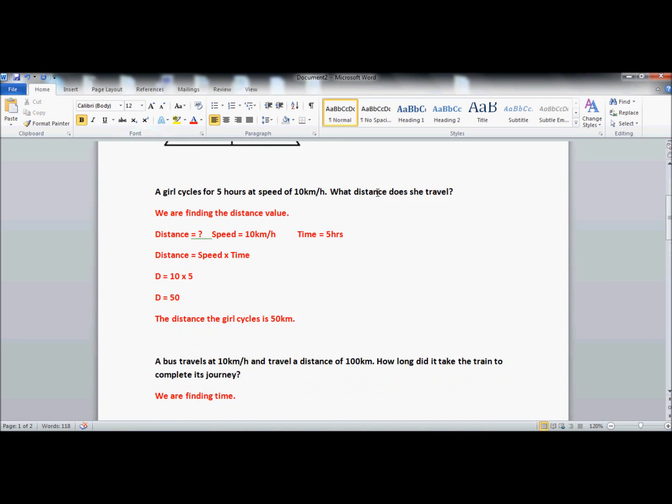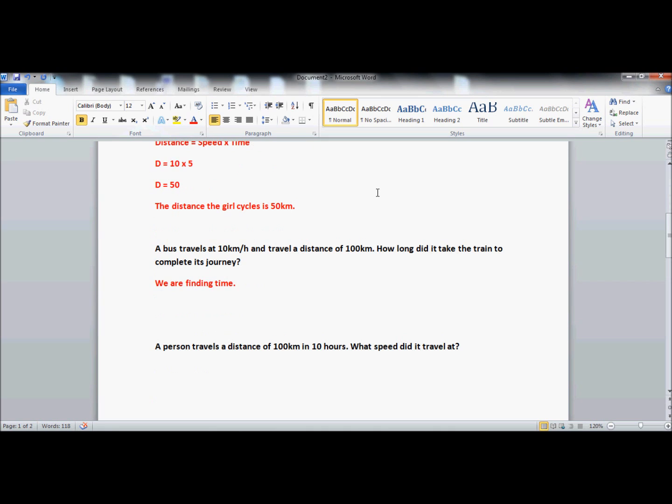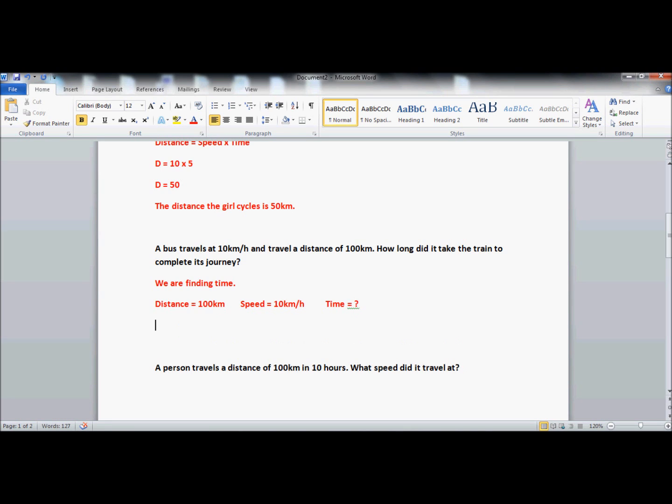Time, very simple. Actually, we'll just state all the values we know. We know distance equals 100 kilometers, speed equals 10 kilometers per hour, while we're looking for time, so that's the value we do not know.